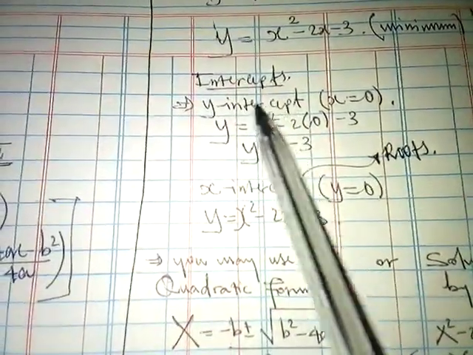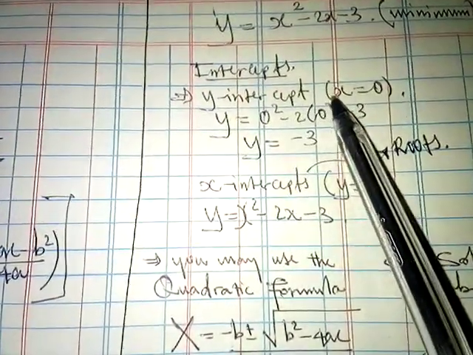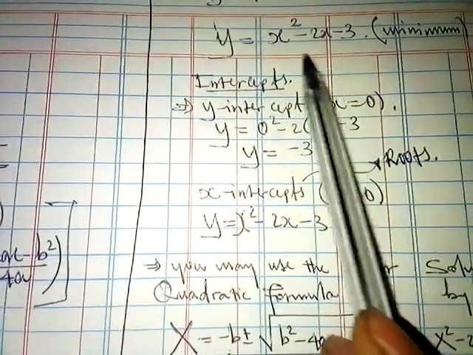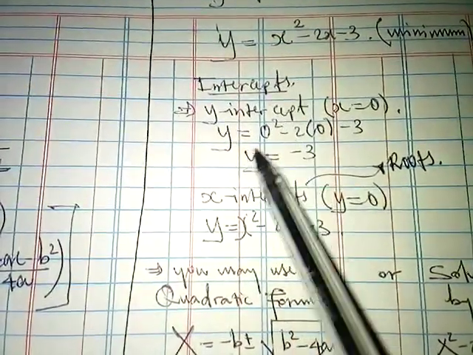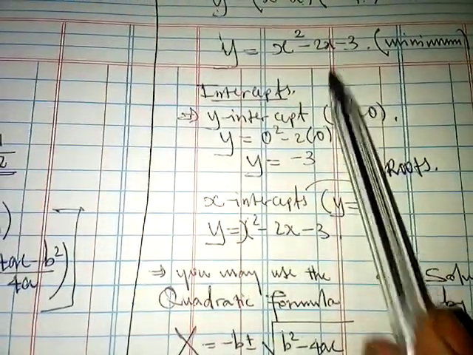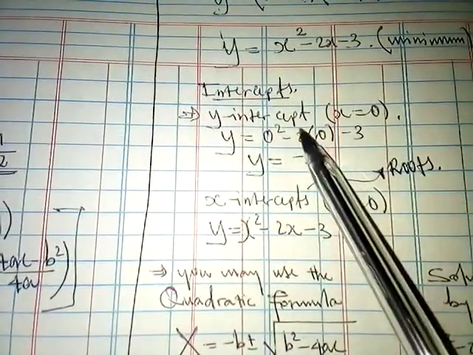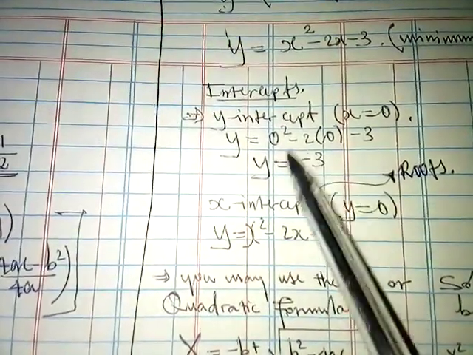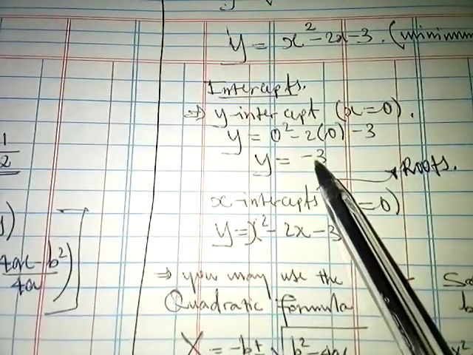So our intercepts here, when determining our y-intercept, remember we always let x be equal to 0. You're going to notice that wherever there is x in the equation, 0 is being substituted. So this is like 0 squared minus 2 times 0 minus 3. Have you noticed? Where there is x, we're putting 0. That's just 0, so 0 minus 3. That's the negative 3 value that we're seeing there.